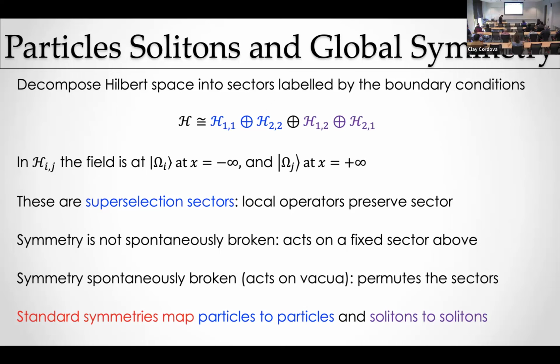Now, something I'd like to emphasize before we continue is that the standard global symmetries that we talk about in quantum field theory have an interesting feature: in this terminology, they always map particles to particles and solitons to solitons, whether or not they are spontaneously broken. For instance, if you have a Z2 symmetry that changes 1 to 2, and it acts on H11, it sends you to H22, so it keeps you in the concept of particles. Similarly, if it acts on H12, it would send you to H21, so it keeps you in the concept of solitons. So ordinary global symmetries always respect this split into particles and solitons. They never mix them up.